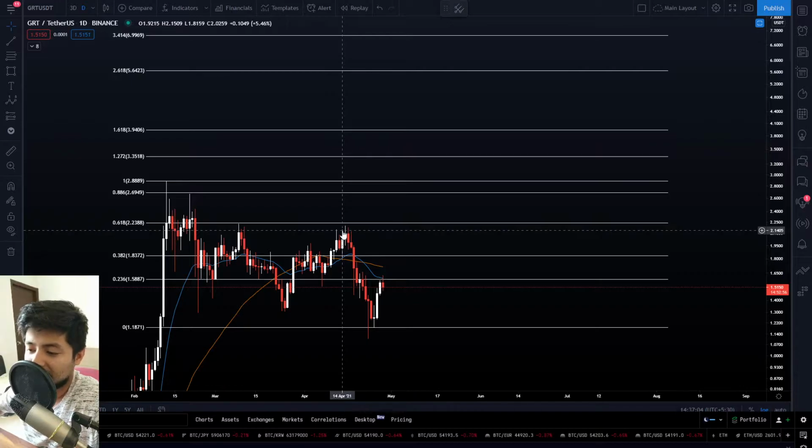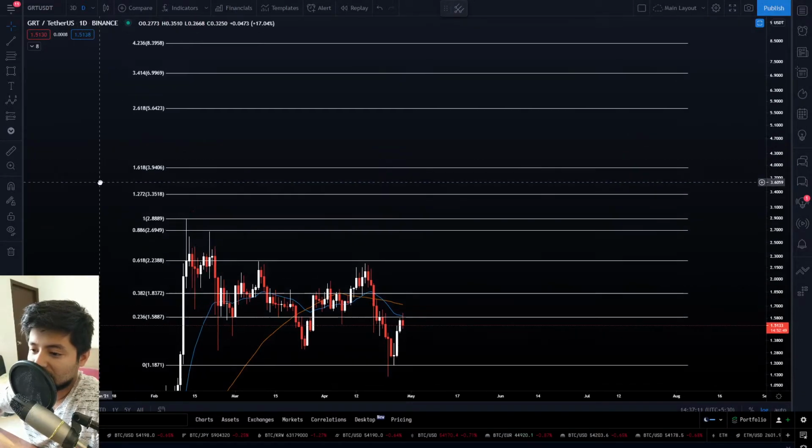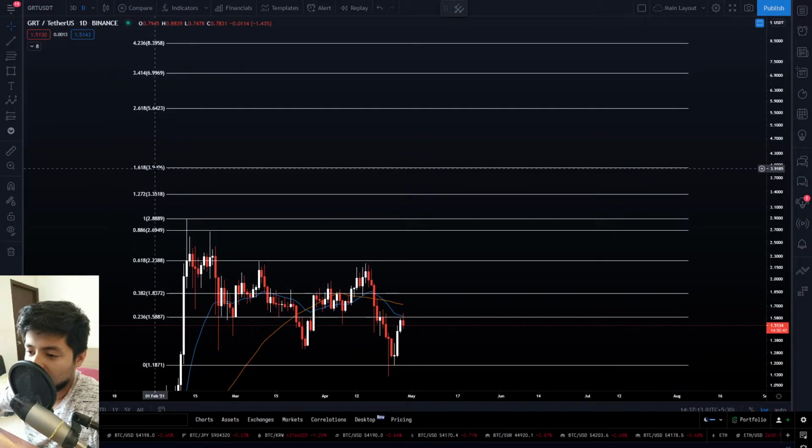You want to be closing daily candles above this price point right here, and then you can talk about some further extension all the way towards the 1.272 and the 1.618. 1.618 aligns perfectly with your $4 levels, guys.